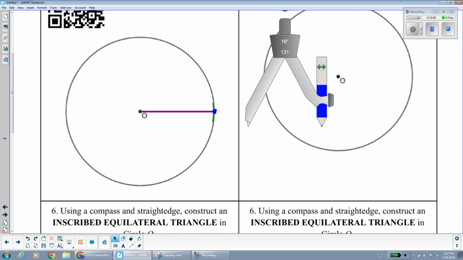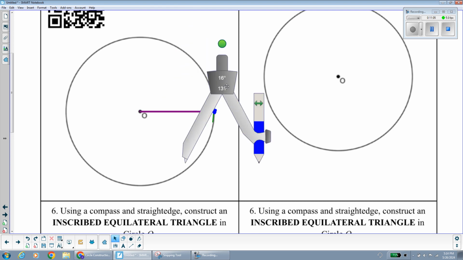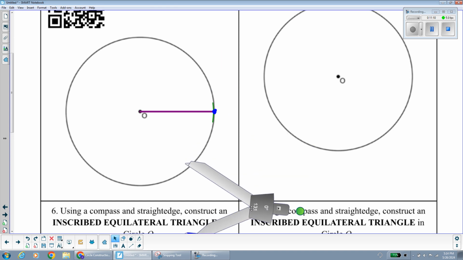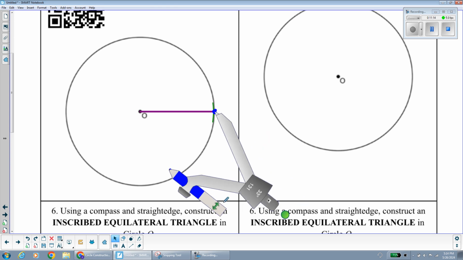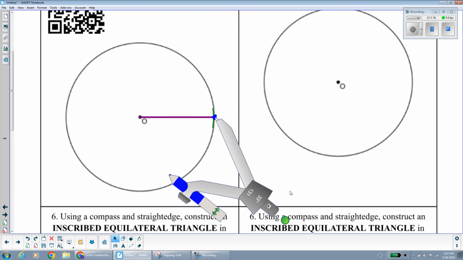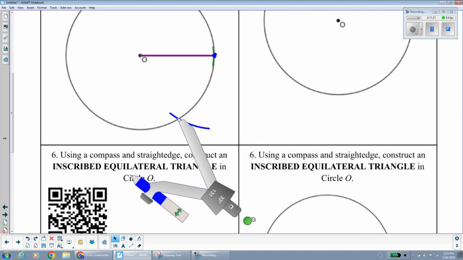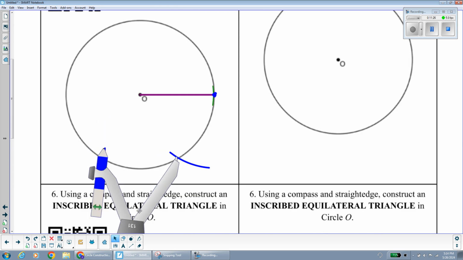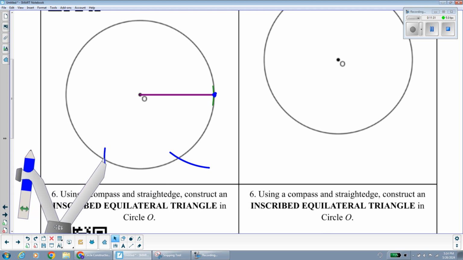What I'm going to do now is, without changing what I measured before, so using the same distance, I'm going to come on over to that point, and once again using the same distance, I'm just going to intersect the circle. And then all of this is without changing the distance. I'm going to go over to that intersection point, and I'm going to intersect the circle. And then I'm going to move on over to that point.